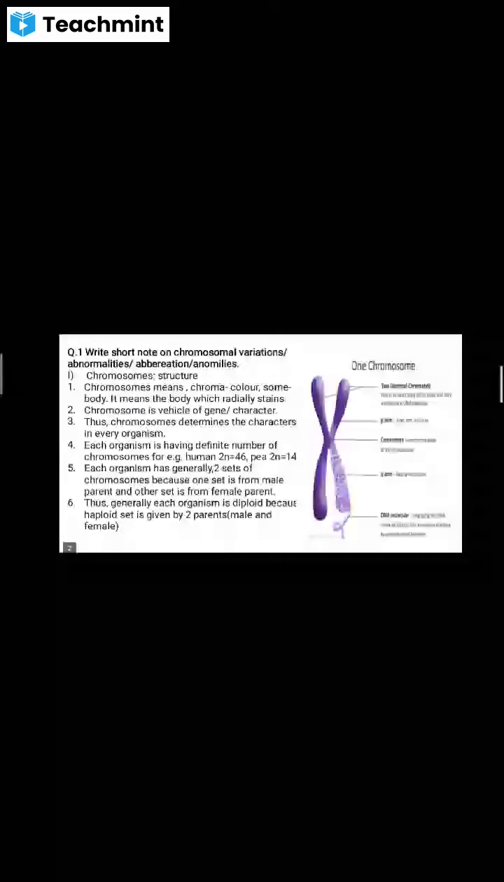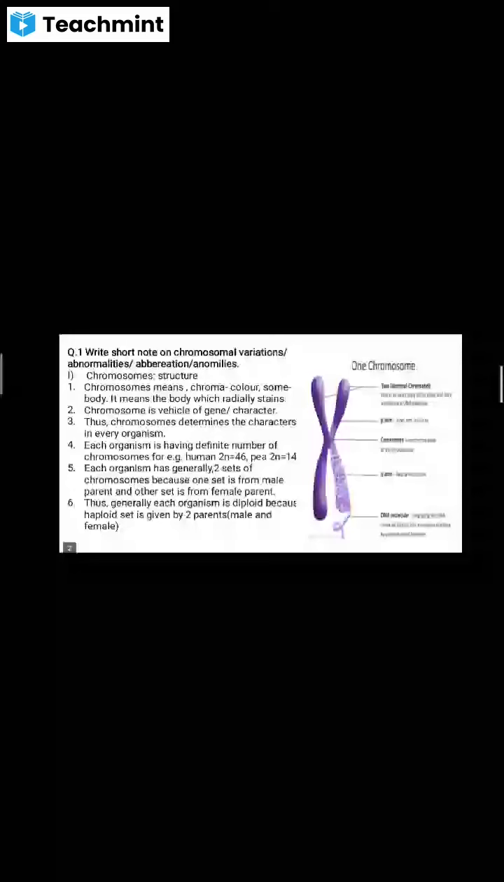So here in question one, write a short note on chromosomal variations, which are also called abnormalities, aberrations or anomalies. As you know, the structure of chromosomes: chroma means color, and soma means body. So the chromosome is the body which is readily stained. When we apply a stain like acetocarmine, the acetocarmine will stain the chromosomes.